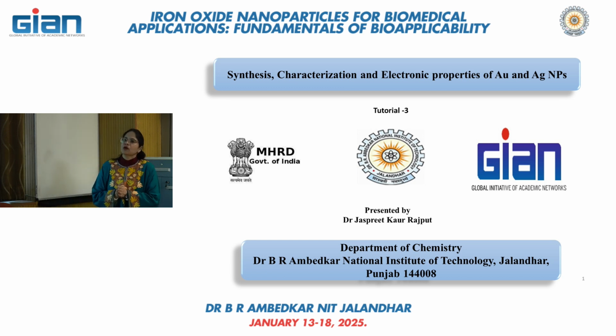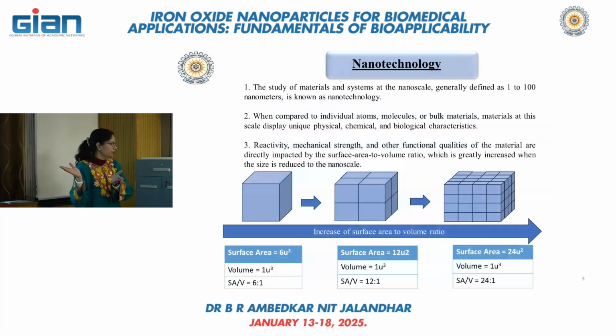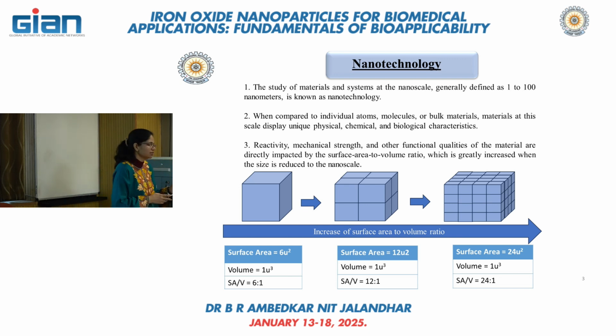If I am talking about gold and silver nanoparticles, first of all, I think you people are familiar with this: in the morning's lecture you also studied what we mean by nanomaterials, that the size is below 100 nanometers. Broadly we classify those materials as nanomaterials. But the question is, why is there a limit of 100 nanometers? Why is it not above or less?